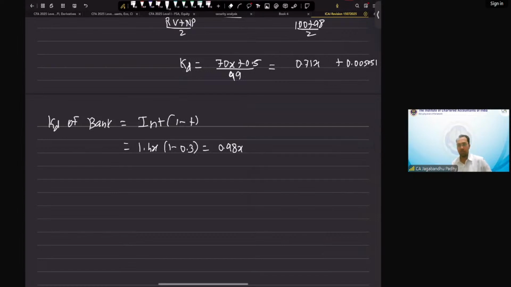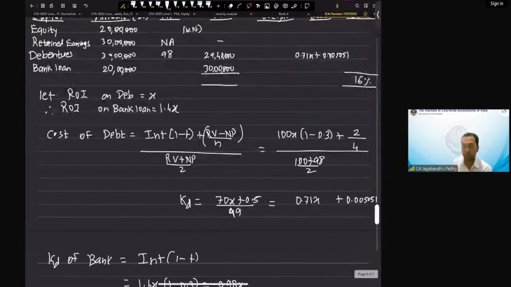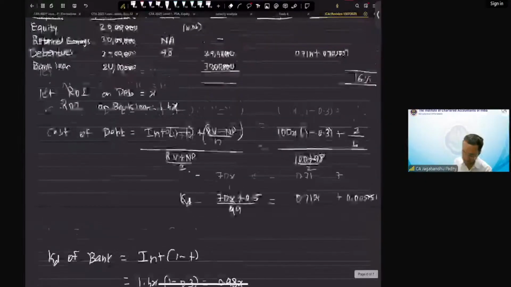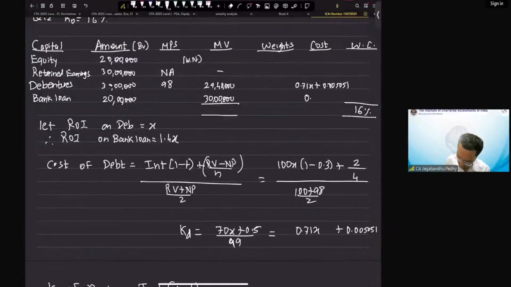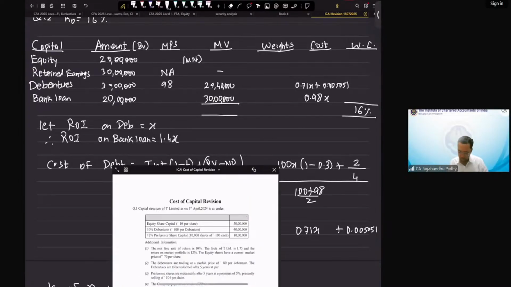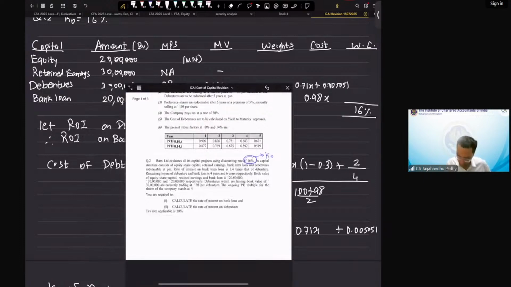So we have got the cost of debt for the bank loan to be 0.98x. Okay. Then we don't know what's the market price of equity share. Is there any way by which we can calculate it? Because if we can get that, we can definitely get the weighted average. We just have the number that P multiple is 4.